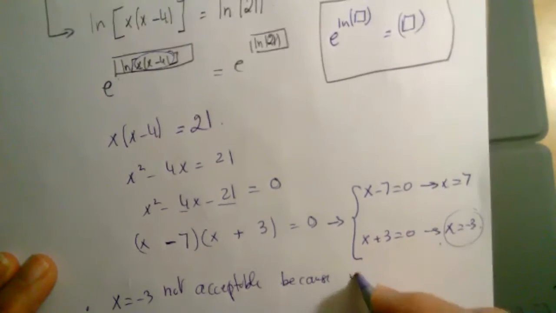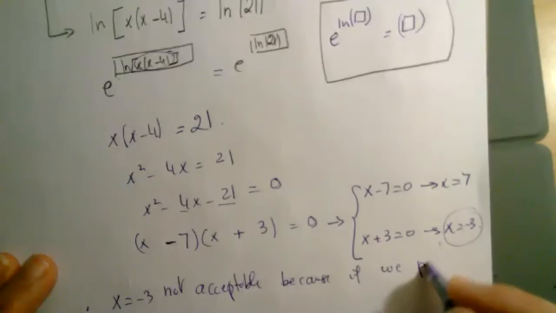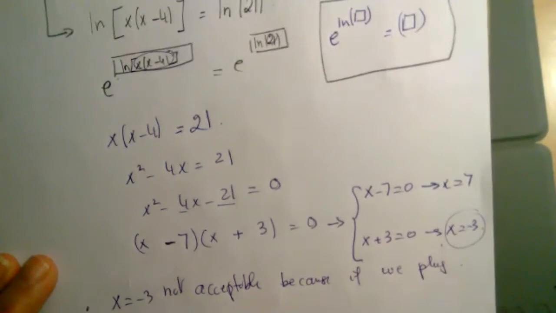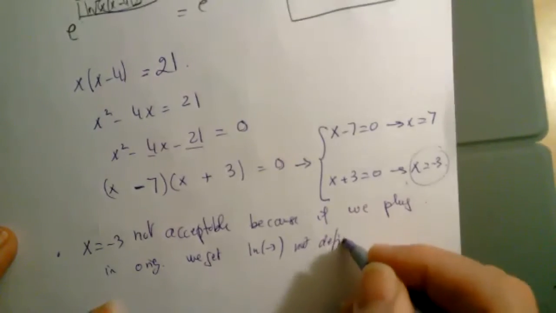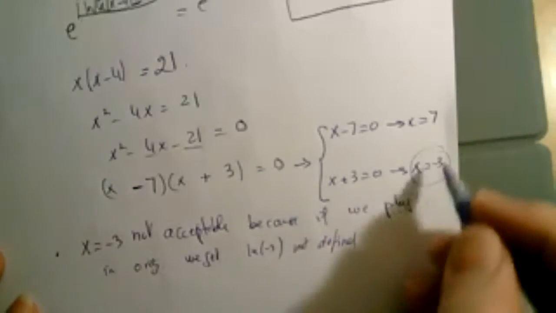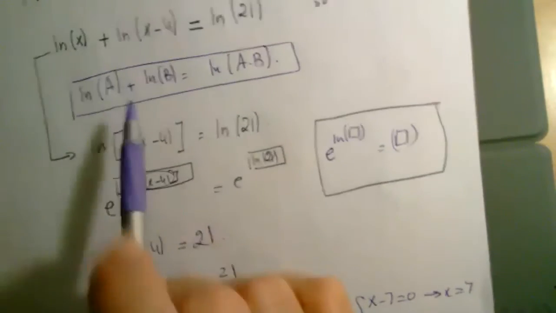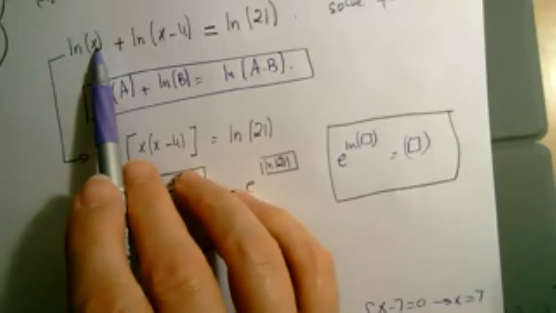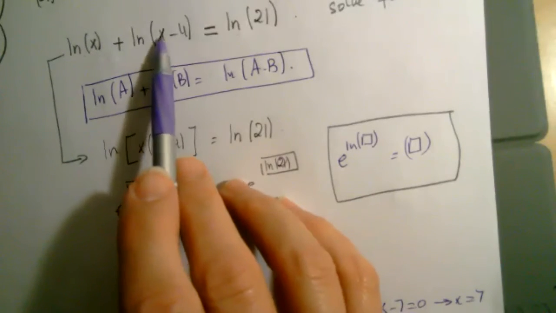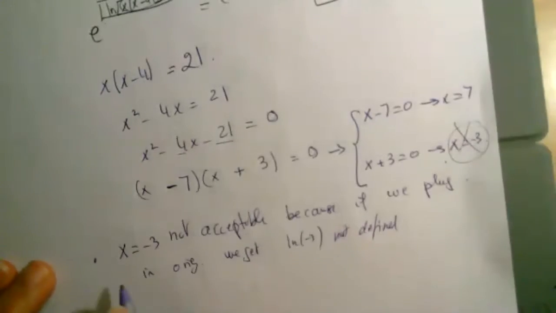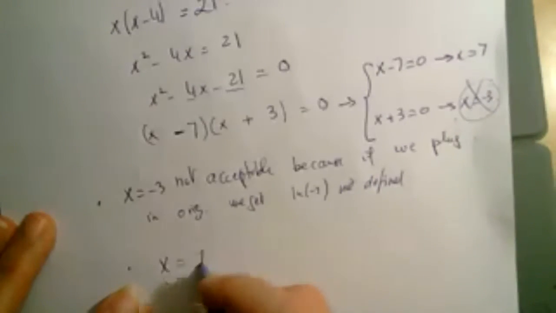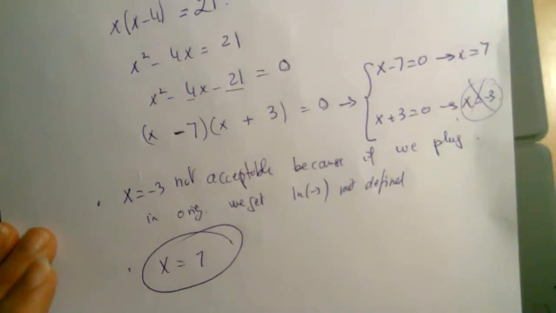Because if we plug it into the original equation, we get ln of minus 3, which is not defined. So this we get rid of. x equals 7, let me check it. ln of 7 makes sense. ln of 7 minus 3, it means ln of 3, makes sense. It means x equals 7 is a value that we can accept. And that's the only one we have. Okay.